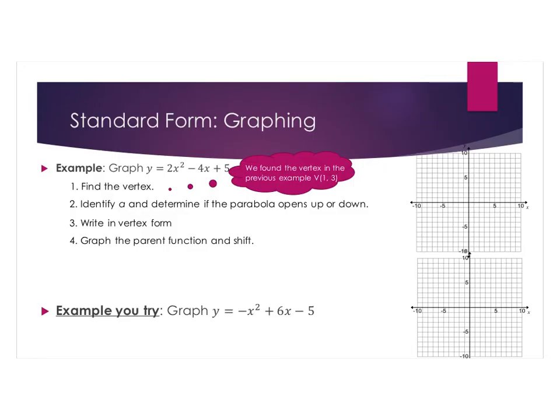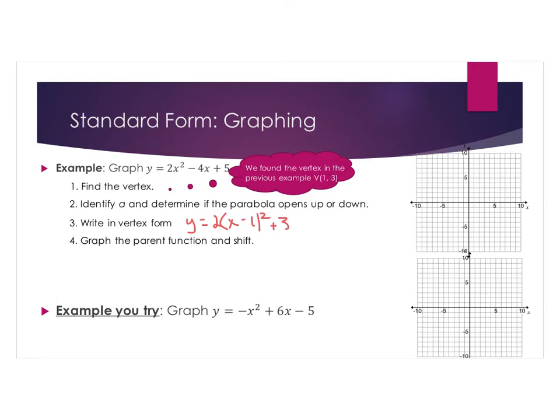So if we look at the next type of problem, we're going to graph y equals 2x squared minus 4x plus 5. And we're going to find the vertex. Now we actually have already done this problem. We did this on the previous slide. And we found our vertex to be at the ordered pair (1, 3). If you have forgotten what our vertex form was, remember it was y equals 2(x minus 1) quantity squared plus 3.